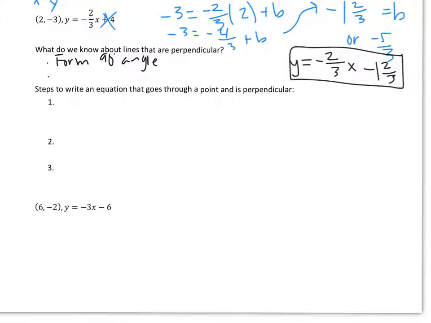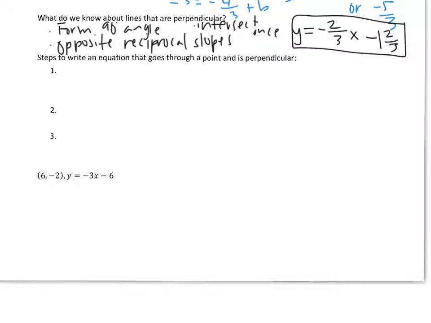And what's unique about their slope is they have opposite reciprocal slopes. And the lines intersect once, we could say. So the big important idea is that opposite reciprocal slope, because that's going to help us when we actually have to write an equation of a line that goes through a particular point and is perpendicular to another line.